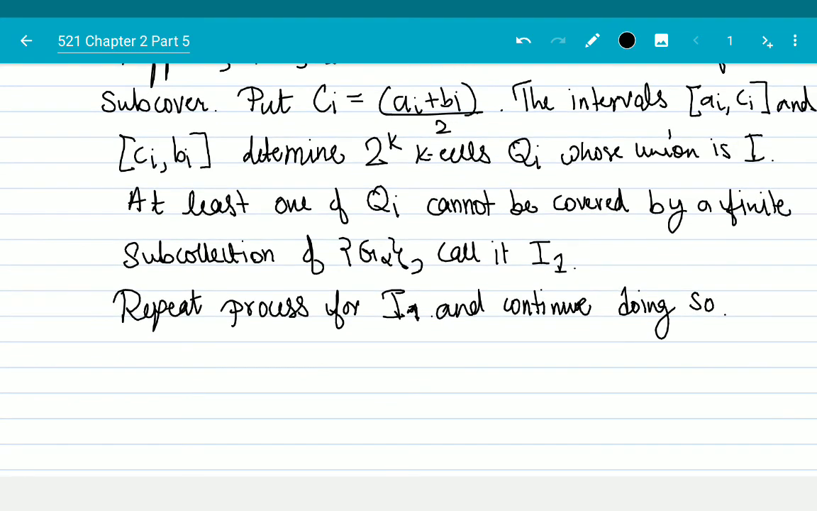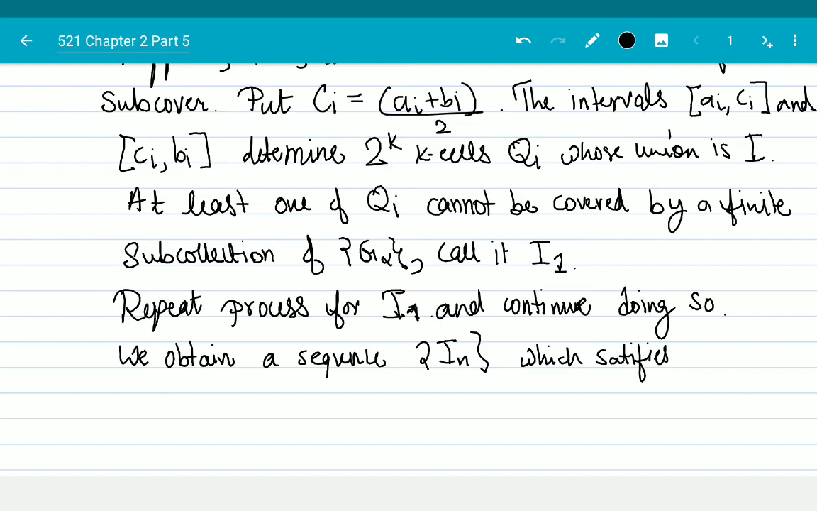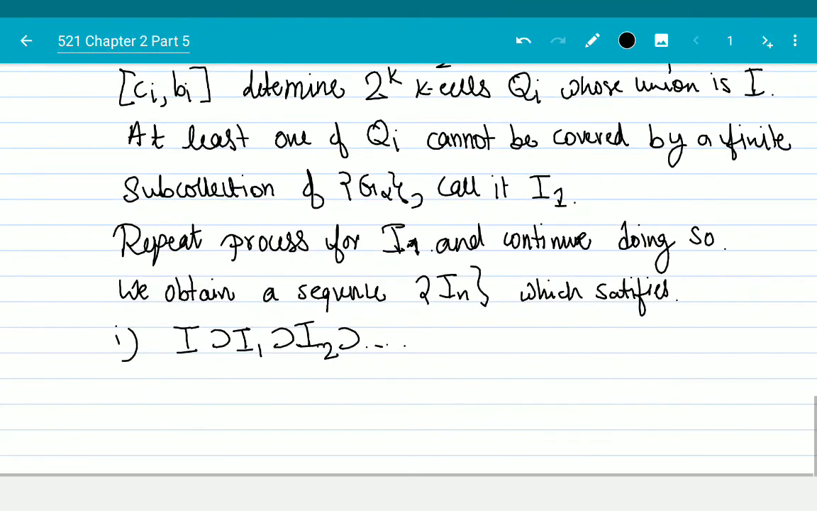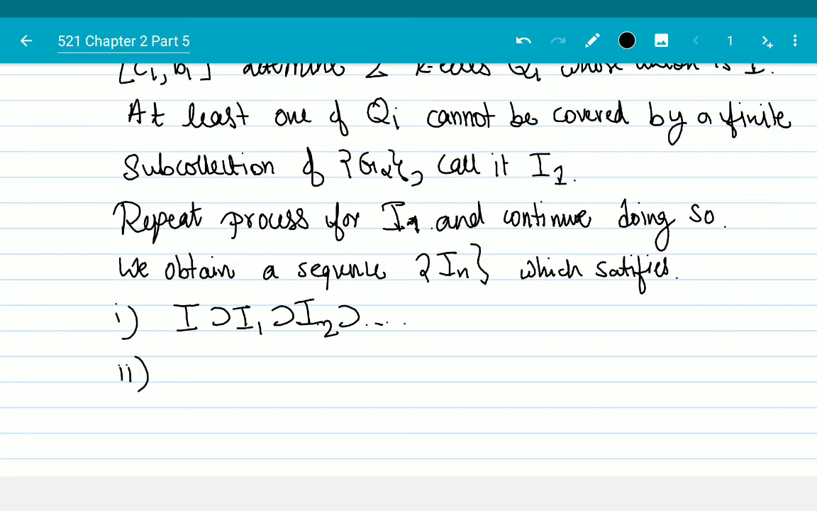Okay. What that does is it gives me a sequence IN which follows the properties. We obtain a sequence IN which satisfies, first, I contains I1, contains I2, contains and so forth, so on and so forth. Second, each IN is not covered by any finite subcollection of G alpha.